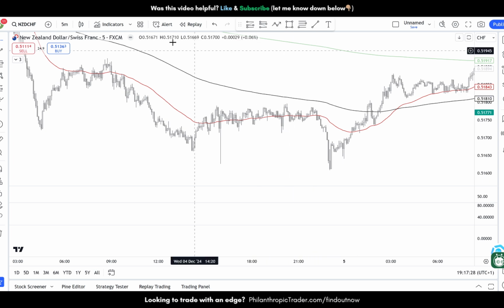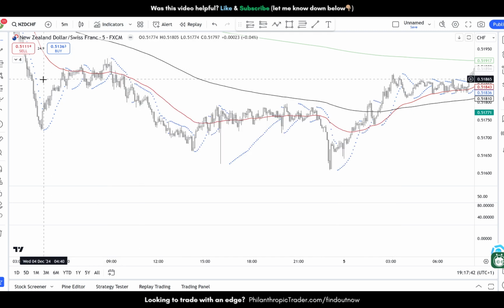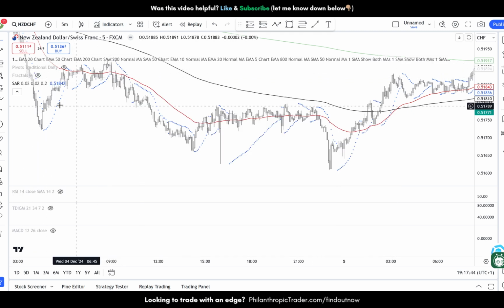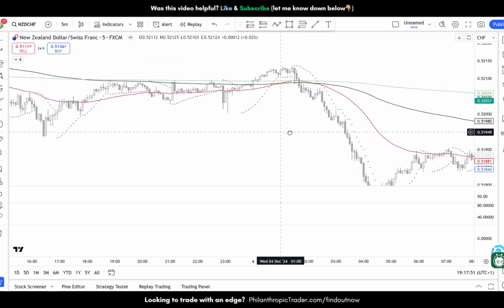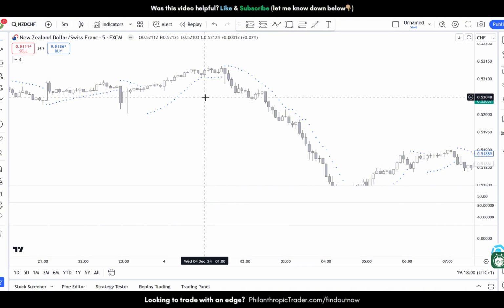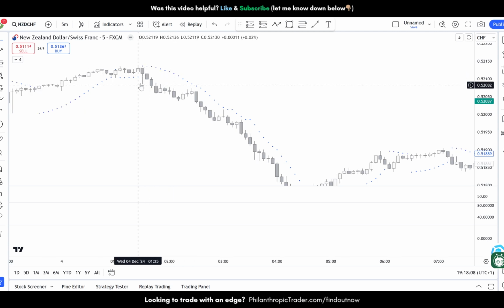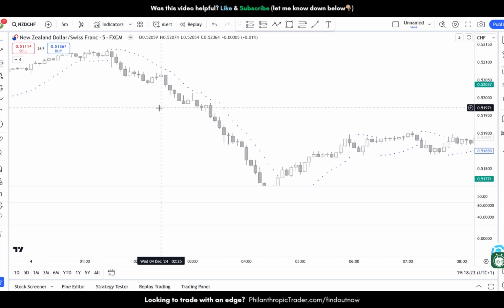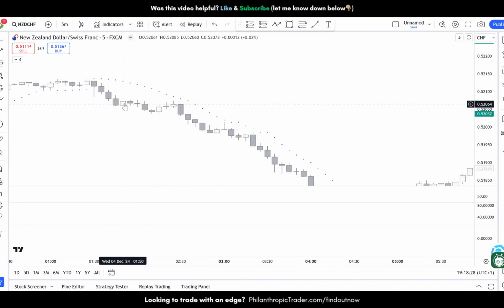Then we go to the last one, and this is the parabolic SAR. SAR stands for stop and reverse. So we see over here many dots, and basically what it does is, if a dot is above the candlestick, then we are looking for sell opportunities. If a dot is under a candlestick, then we look for buy opportunities. So in this case, we see many dots above the candlesticks.